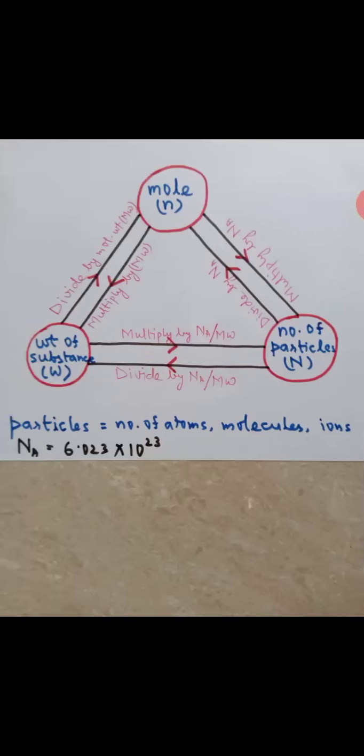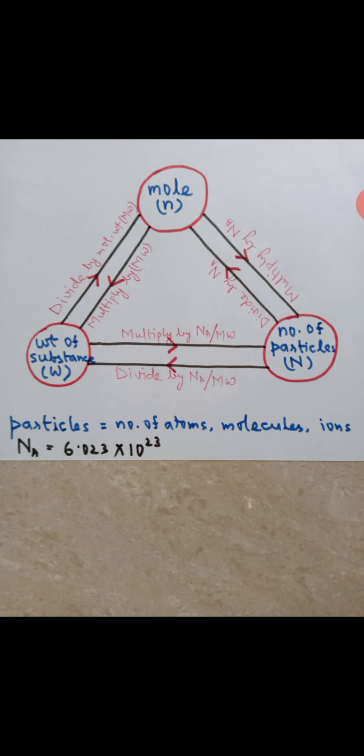So it is very important how to convert, that is mole to weight or weight to mole. How to convert mole to number of particles? Mole to number of particles means you multiply by Avogadro's number. And number of particles to mole, how will you do it? Mole is equal to number of particles by Avogadro's number. So divide by Avogadro's number.